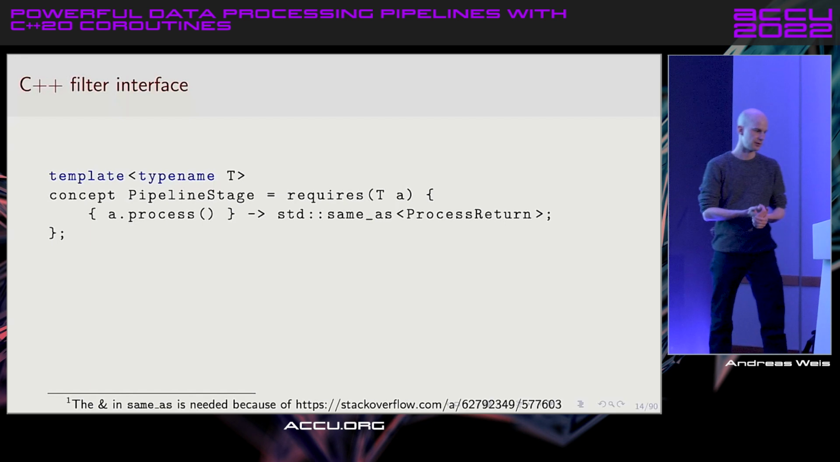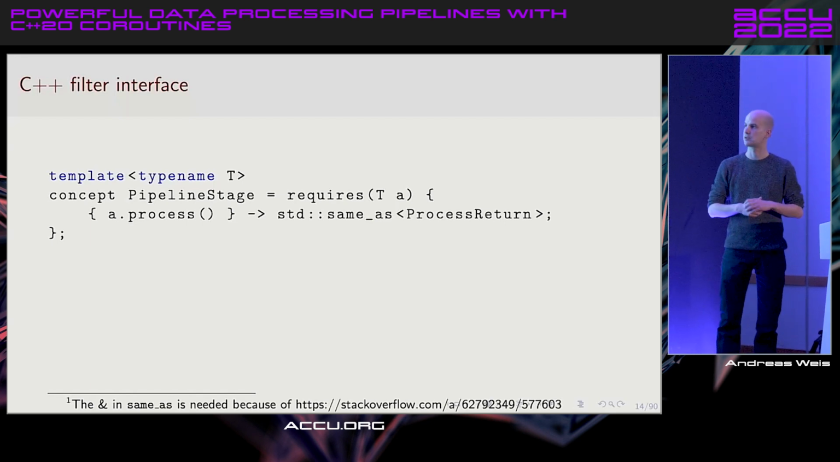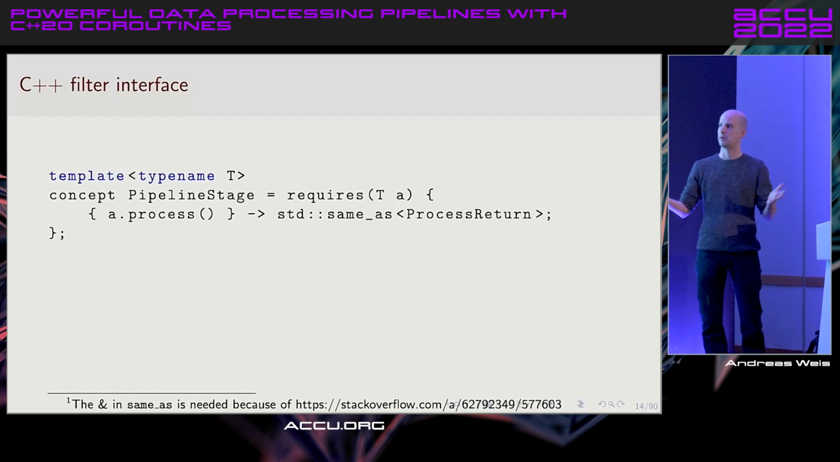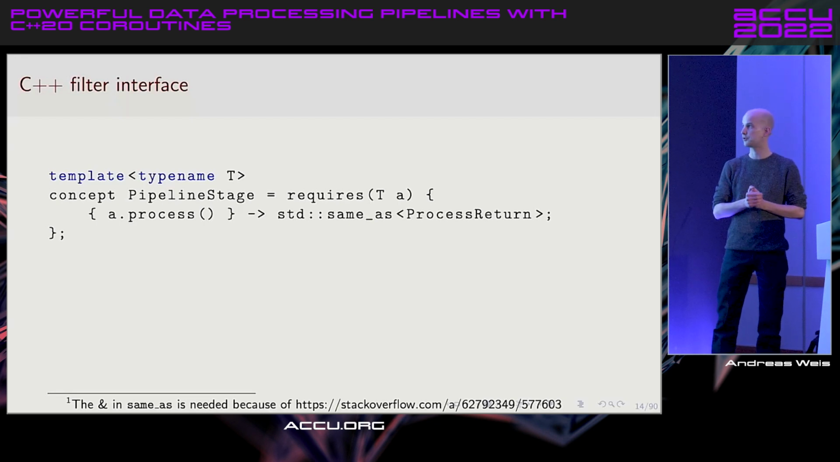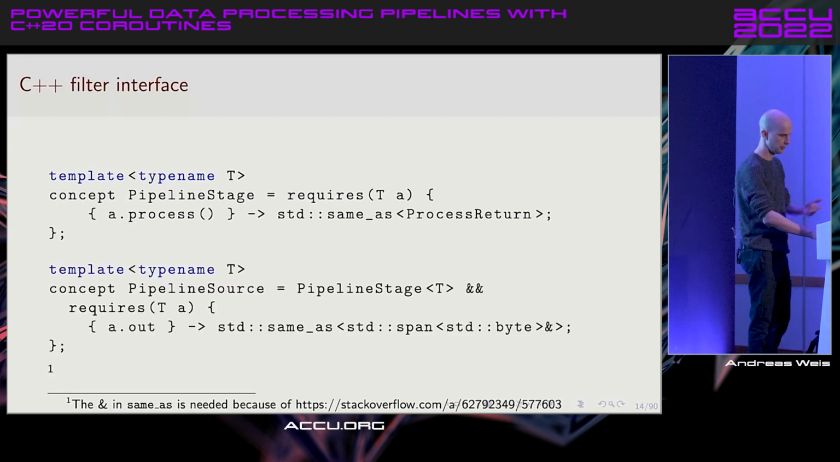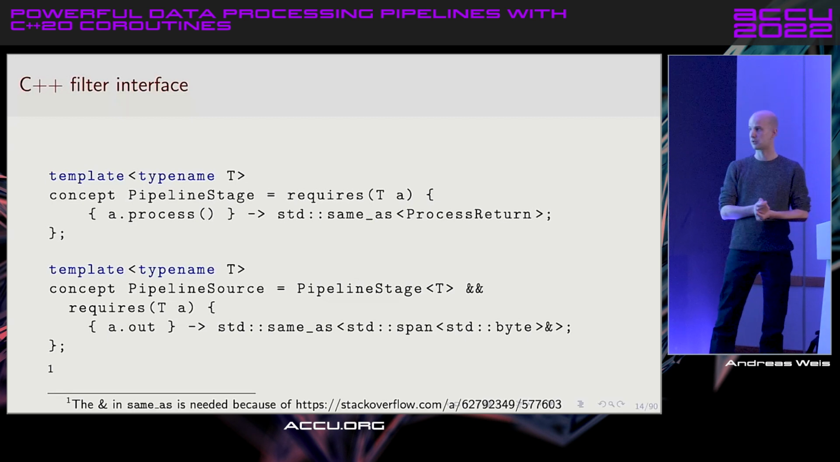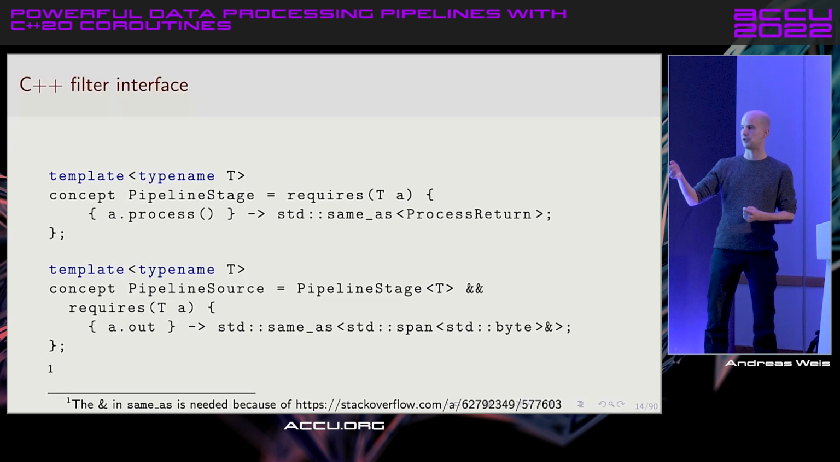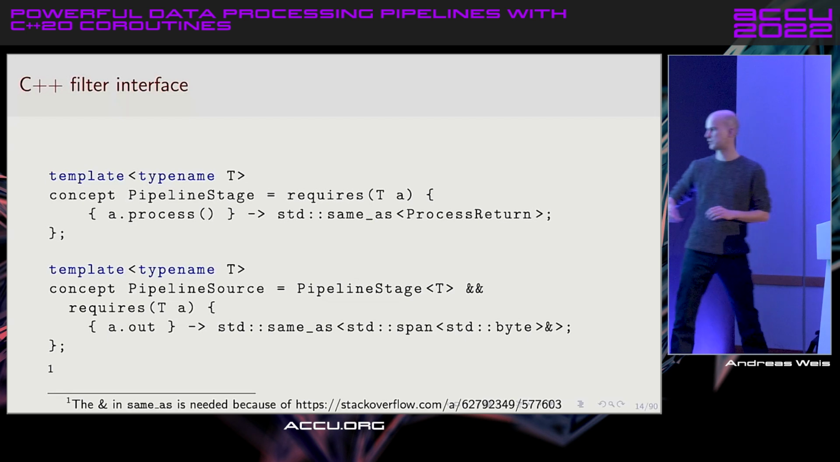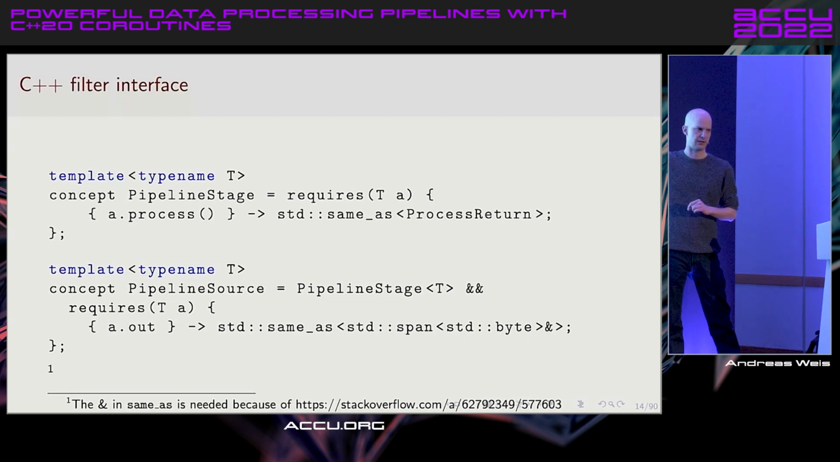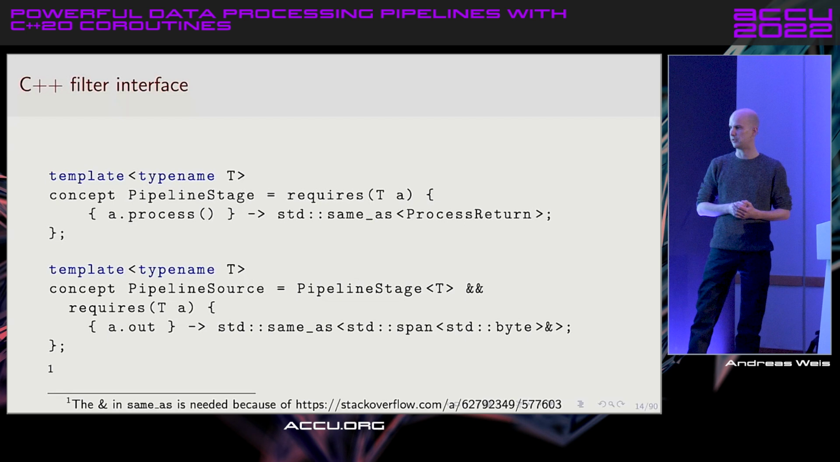I can also express this in terms of C++20 concepts. So the most general thing is a pipeline stage, which is just anything that has such a process function, which returns this process return value. Then a source is a pipeline stage that has an output buffer. And you may notice this little ampersand here, that is the way in a concept to check for a member field.